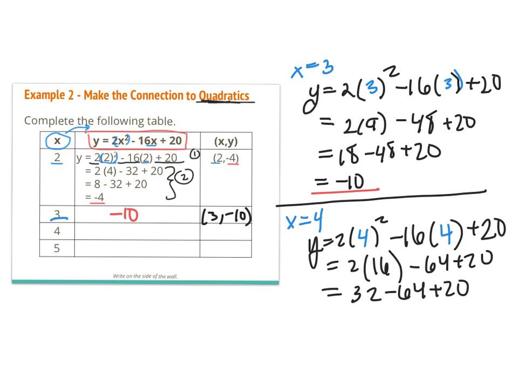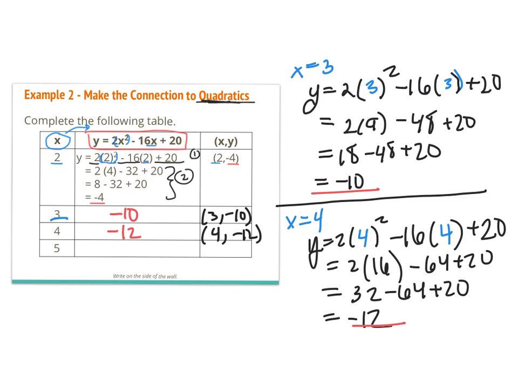32 minus 64 plus 20. Negative 12. Hopefully I did my math right. So here's going to be negative 12. And my point is going to be 4, comma, negative 12.